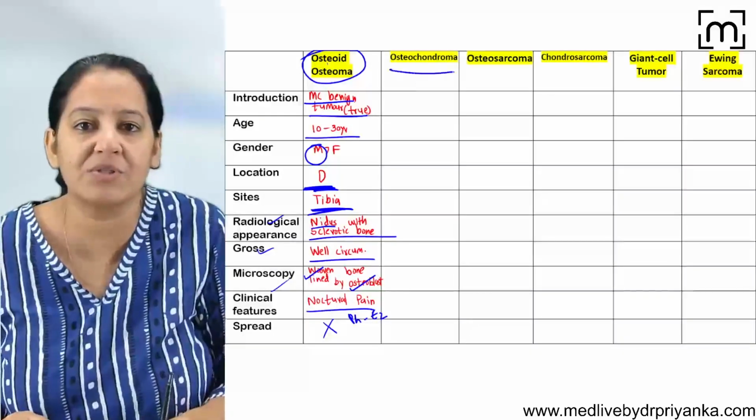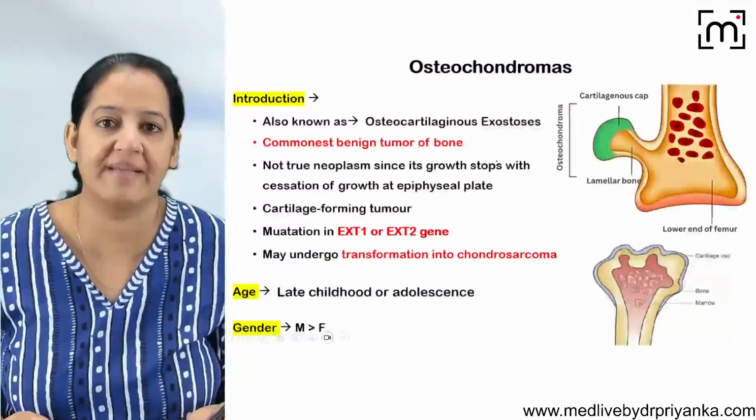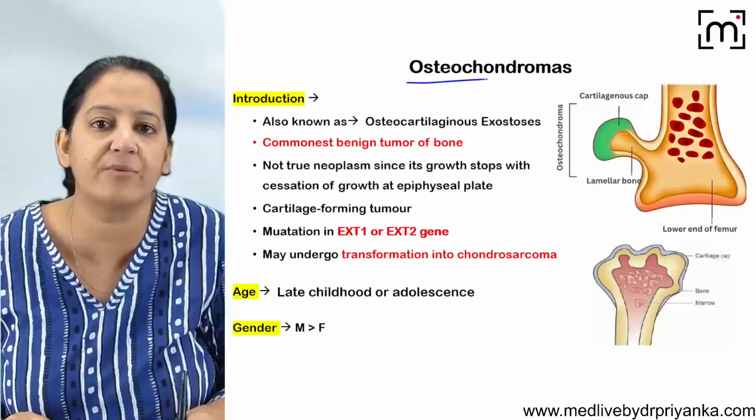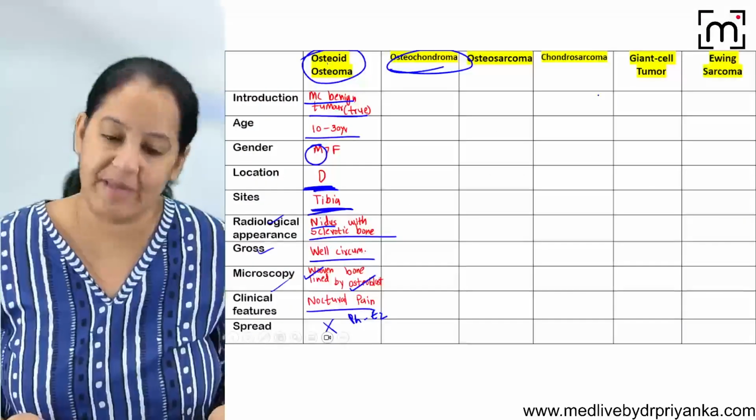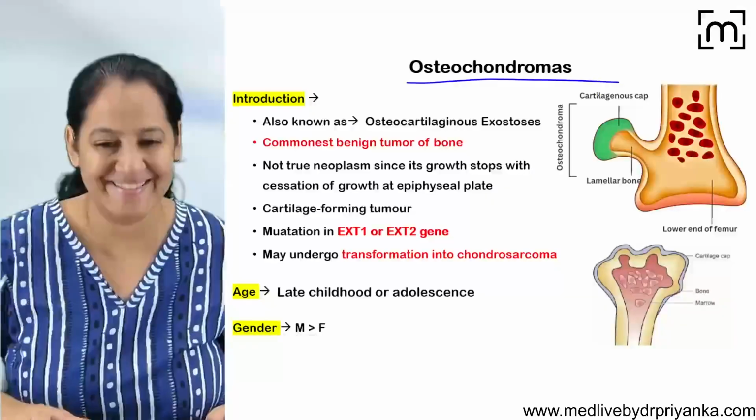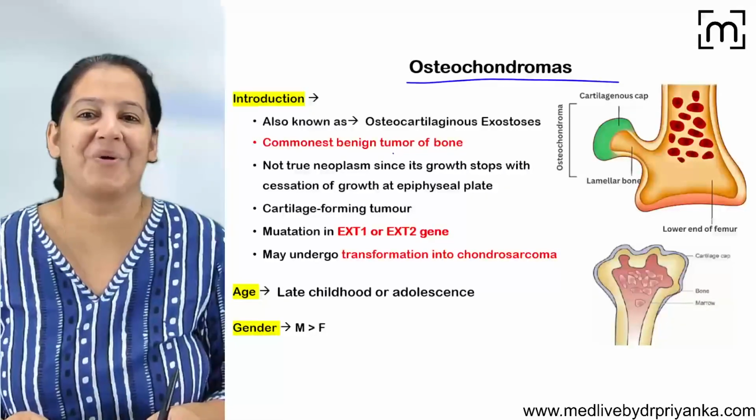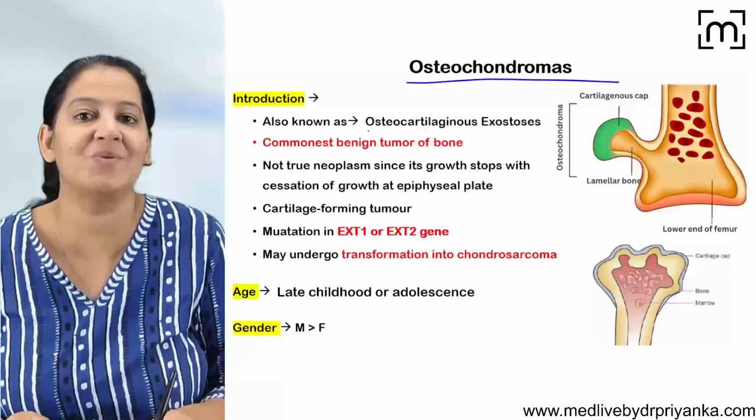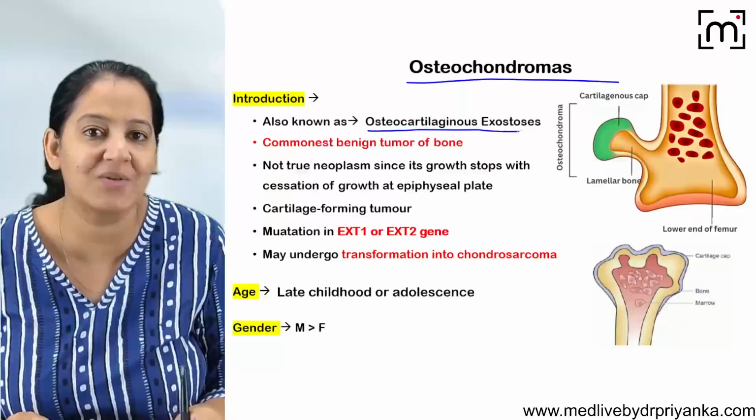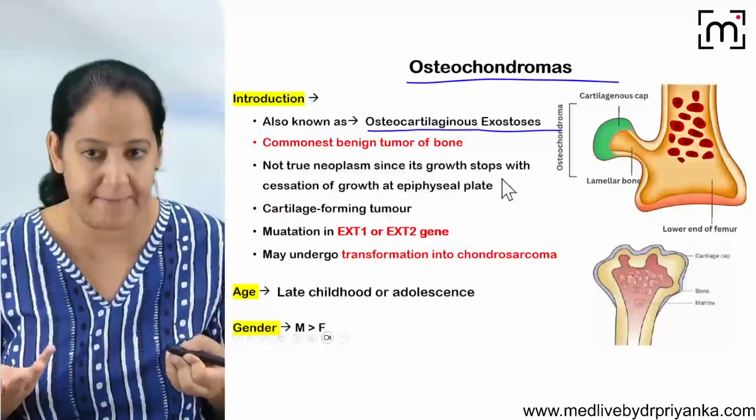So coming on the next tumor. The next tumor is osteochondroma. Let's come on the next tumor. The next tumor here we have to discuss is osteochondroma. Let's start osteochondroma. Can we start? Yes. So let's start osteochondroma. Osteochondroma, also known as osteocartilaginous exostosis. Learn the other name.